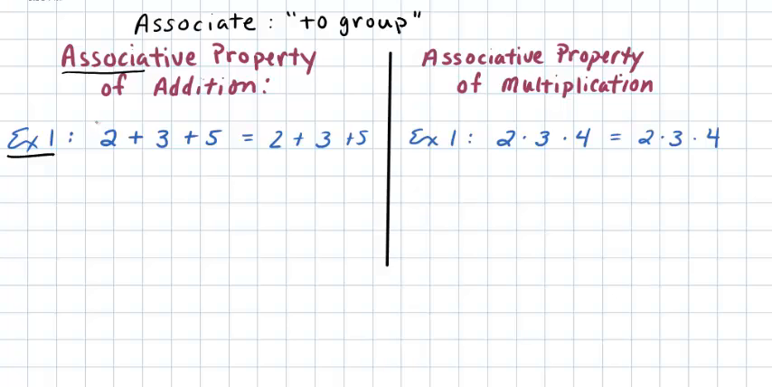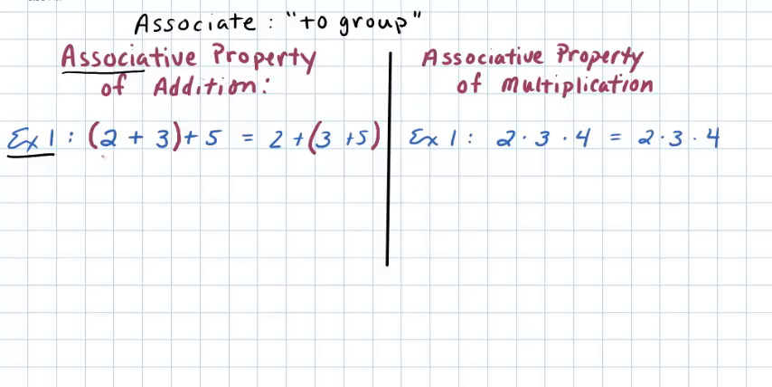Let's see, on the first example on the left-hand side, I'm going to put grouping symbols. In mathematics, we use parentheses often. So grouping the 2 and the 3 together tells me to do that first. But on the other side, I'm going to group the 3 and the 5 together. Grouping symbols say, hey, do that first.